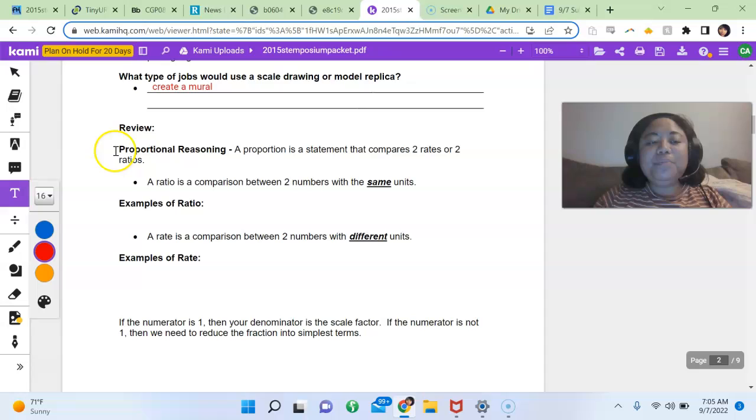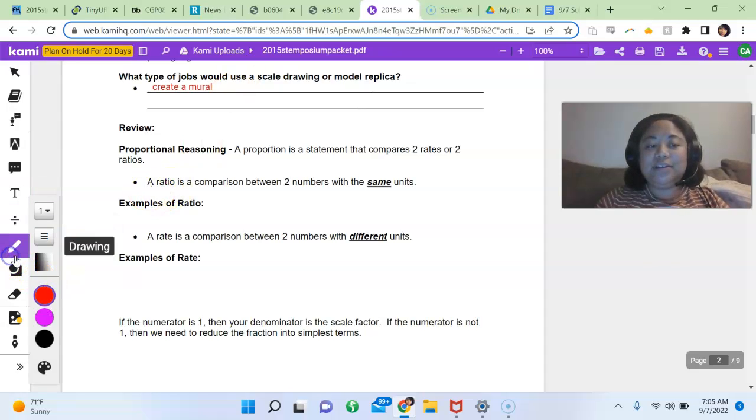All right. So proportional reasoning. A proportion is a statement that compares two rates or two ratios. Well, what is a ratio first of all? We reviewed ratio a couple of days ago, but go ahead and reread the definition of a ratio. So here is a ratio: a comparison between two numbers with the same units.